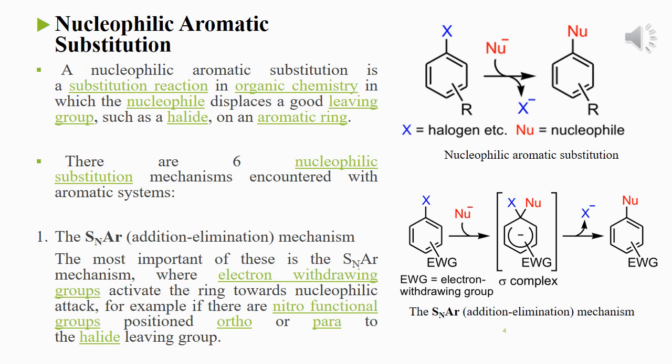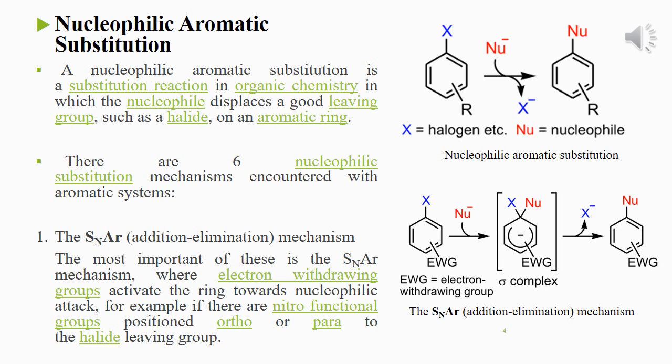There are 6 nucleophilic substitution mechanisms which are encountered in aromatic systems. Number 1 is SNAr, the addition elimination mechanism. The most important of these is the SNAr mechanism, where electron withdrawing groups activate the ring towards nucleophilic attack. For example, if there are nitro functional groups, position ortho or para to the halide leaving group.